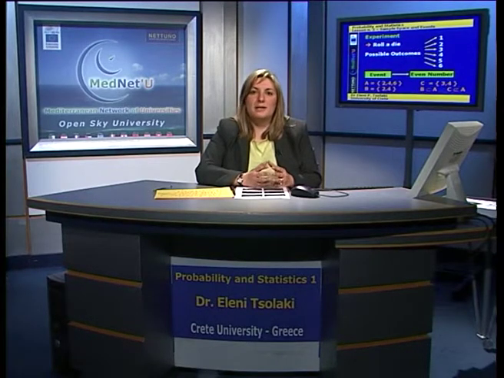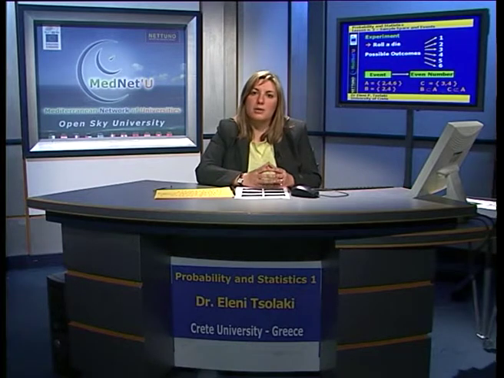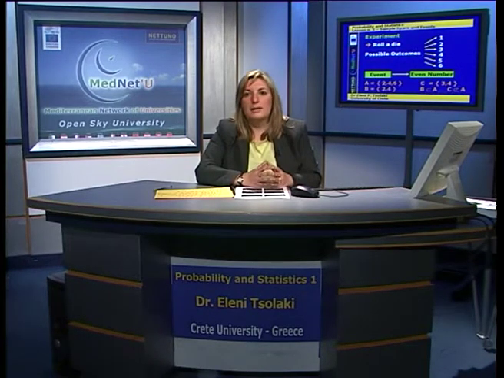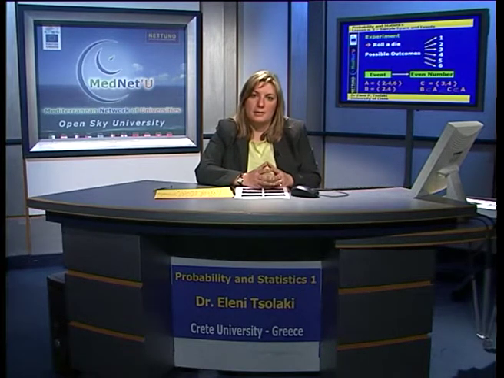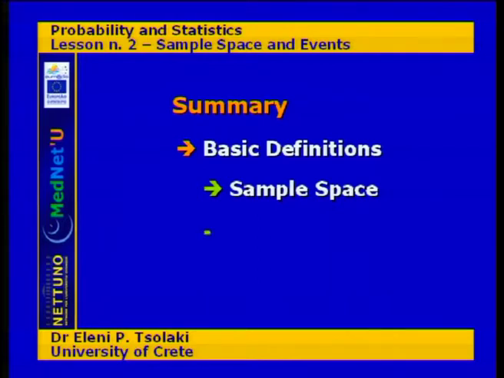We have seen what the sample space is in the case that we have discrete outcomes, continuous outcomes, countably many elements in our sample space, or uncountably many elements in the sample space. No matter what the experiment is, we can always understand what the sample space is. So, summarizing, we have seen some basic definitions. We have defined the sample space. We have defined the events in mathematical terms. And we have seen several examples to cover all these new notions seen in this lesson.